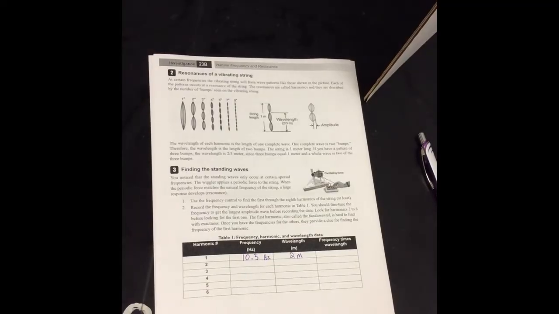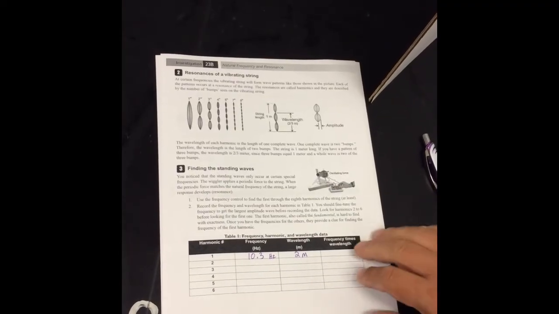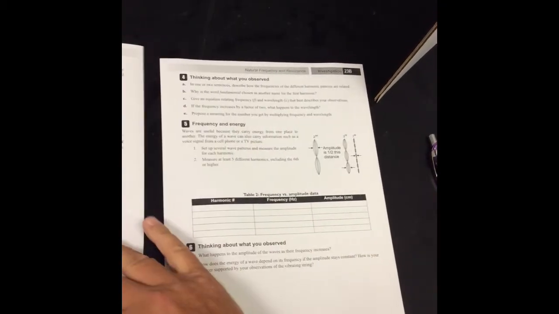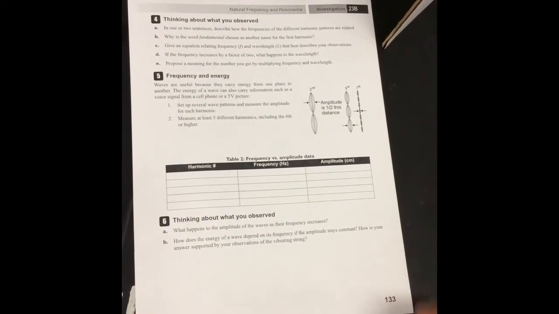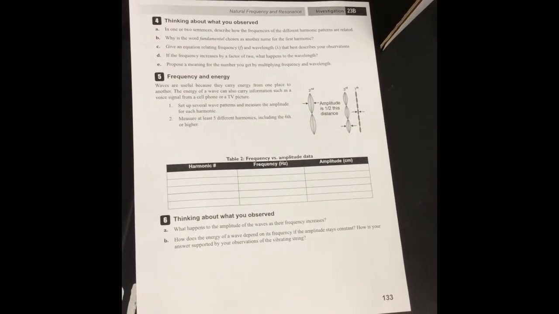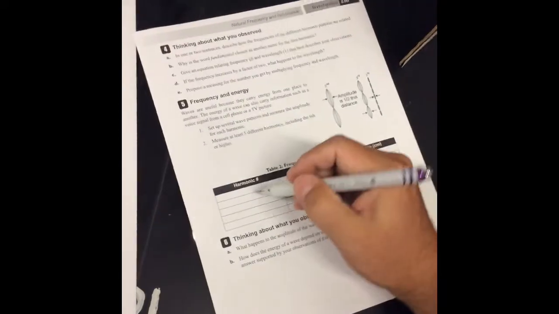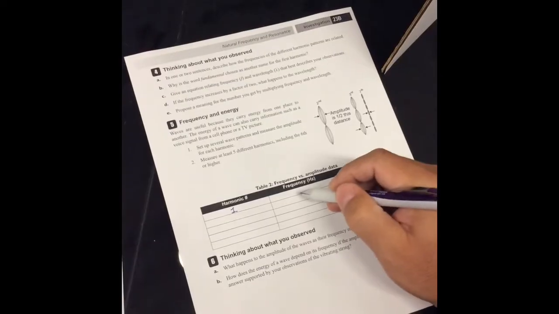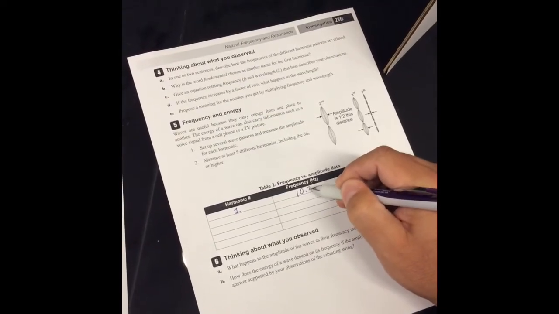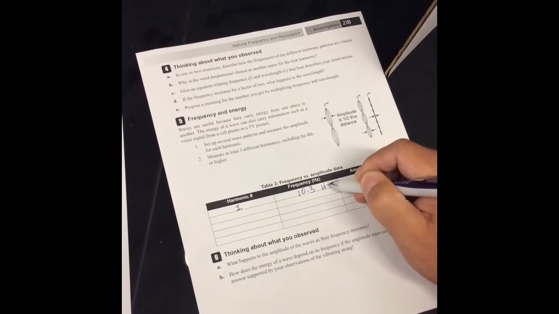Now, while we have this frequency established, we are going to move ahead to the second data table because we're taking measurements for this same harmonic. So in your data table, you have harmonic number 1. The frequency is 10.3 hertz. And now we want to measure amplitude. Amplitude is the deflection of the string.